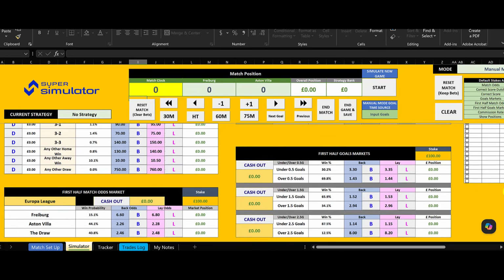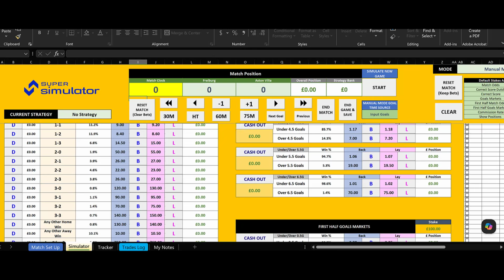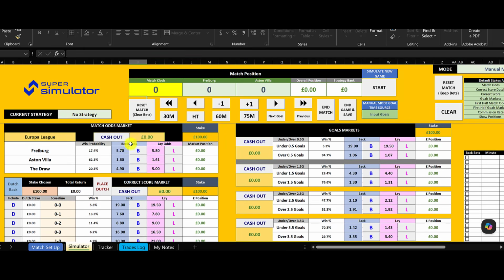So this gives you the ability to trade on multiple markets at once. So you could have some stakes in the match odds market and have something in the correct score market, have something in the goal markets, and you can try some cross market strategies. That's obviously for the more intermediate to advanced trader. But what we're going to show you in this video is basically how to retrade a match which has already happened.